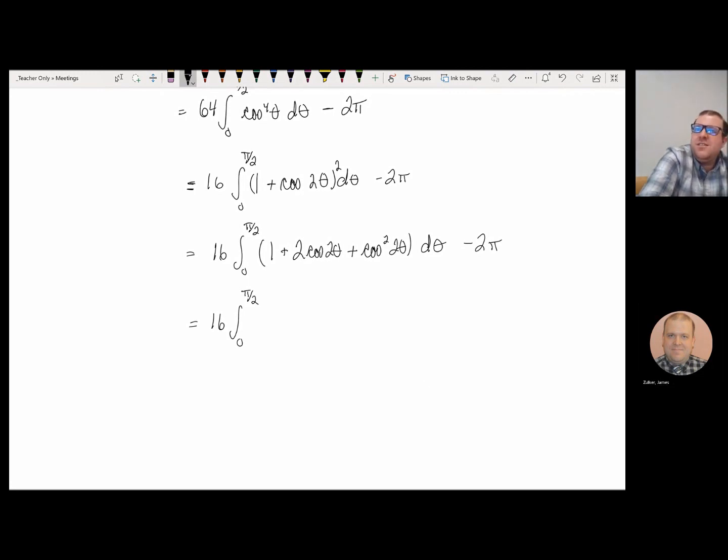Now we have this cosine squared of 2 theta to deal with. Well, that would just be a half plus a half cosine 4 theta. Right, so 3 halves plus 2 cosine 2 theta plus a half cosine 4 theta.